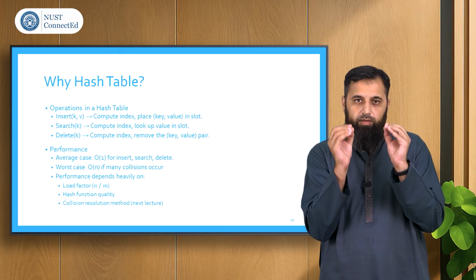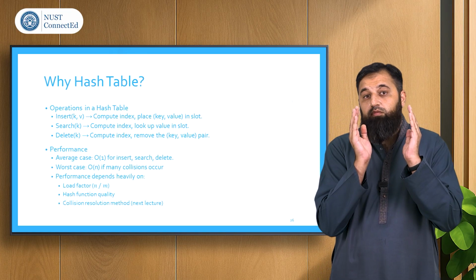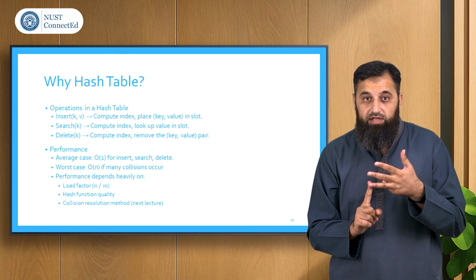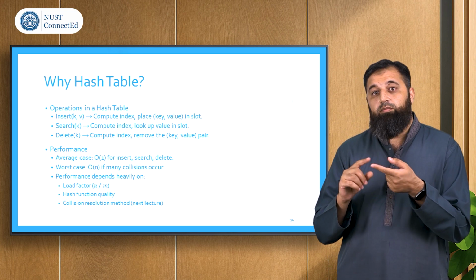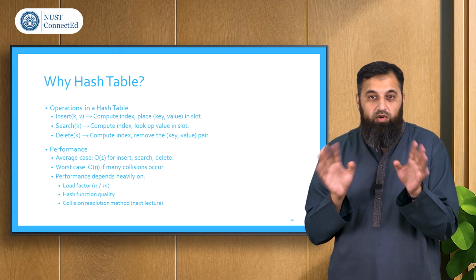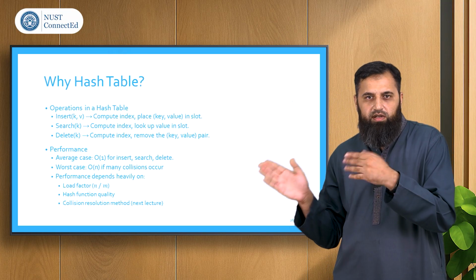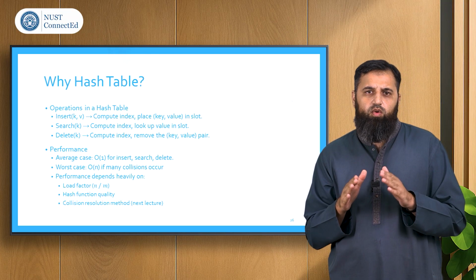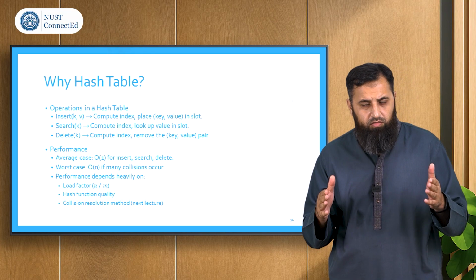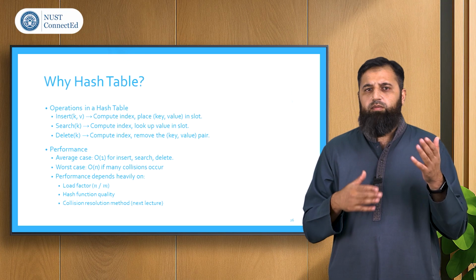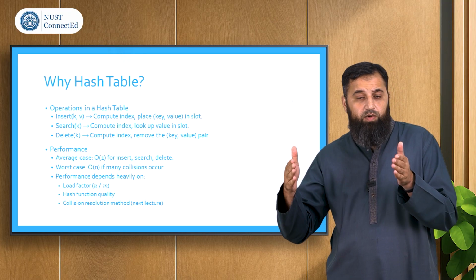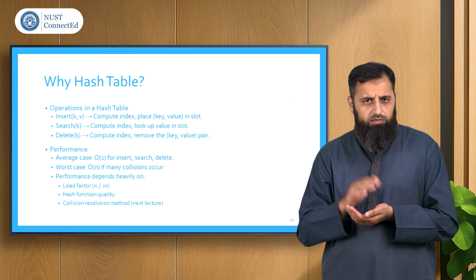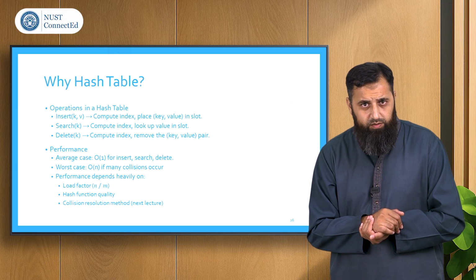If you look at the performance of these operations, on average, it is going to take O(1) for insert, search, and delete. The worst case is O(n) if many collisions occur. Collisions we'll cover in the next lecture. Overall performance depends on something known as the load factor, or alpha, which is the number of items inside the hash table divided by the total size of the hash table. We'll study this in the next lecture as well.